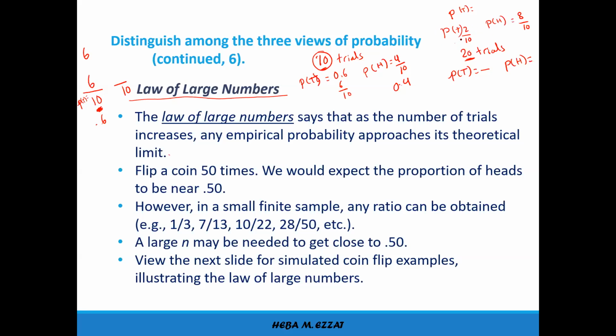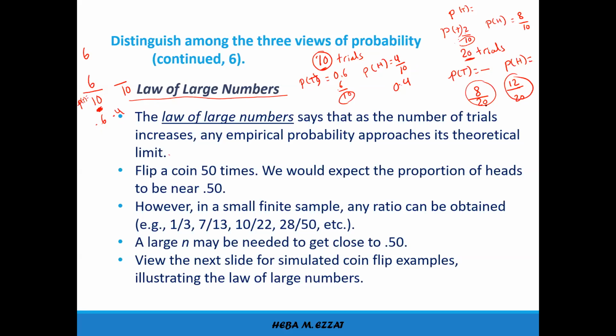If we forget that we did 10 and 10, and say we are doing 20 experiments, what would be the total number of times the tail appeared? It's 6 plus 2, which equals 8, and for heads it's 4 plus 8, which equals 12. What is the purpose of doing this? Here we found that the probabilities were 0.4 and 0.6.